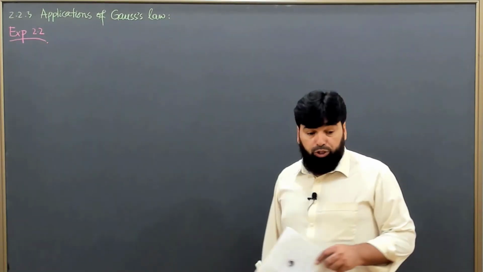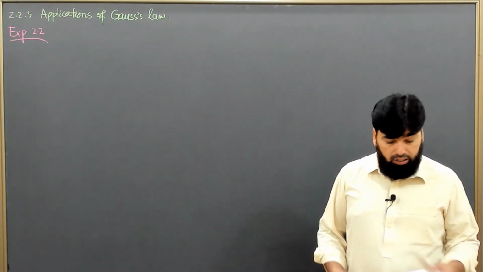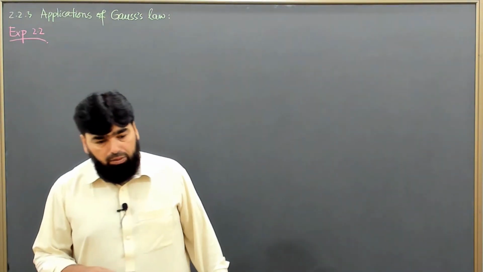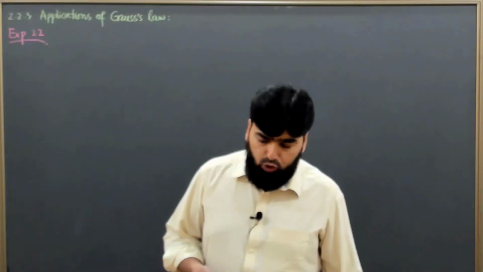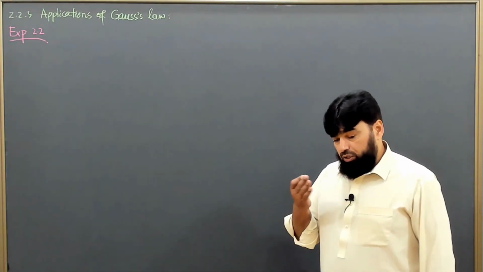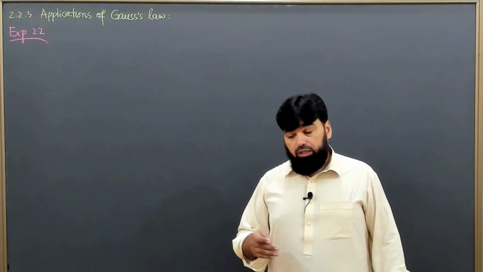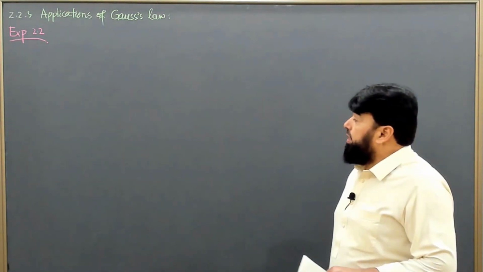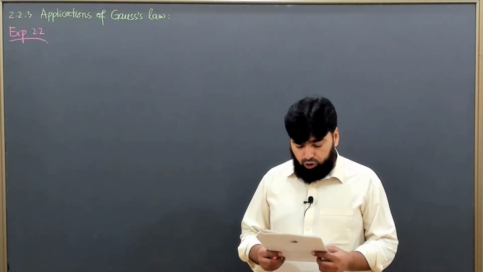In section 2.2.3, we will now discuss the applications of Gauss's law, and we will solve some examples. These examples are based on three possible geometries. The very first geometry that we will discuss will be a spherical geometry, and then we will discuss in another example the cylindrical geometry, and finally we will discuss the sheet geometry, or the plane geometry, or two-dimensional geometry.